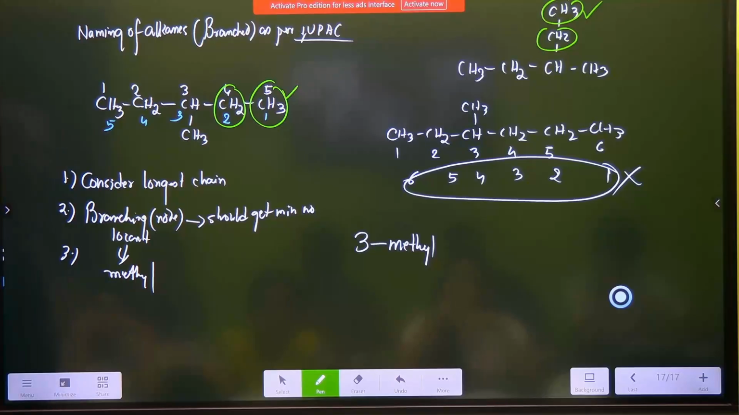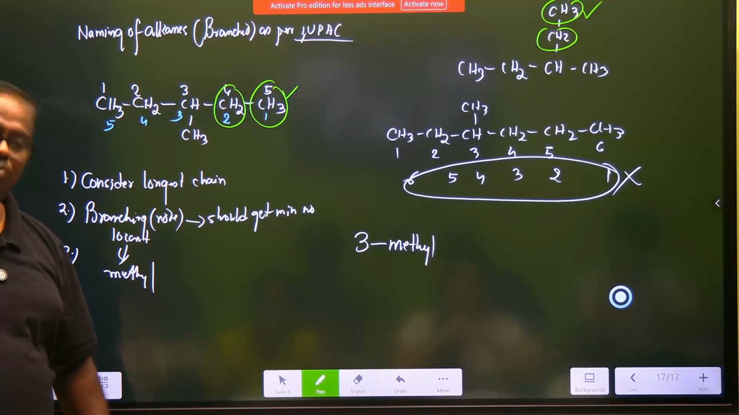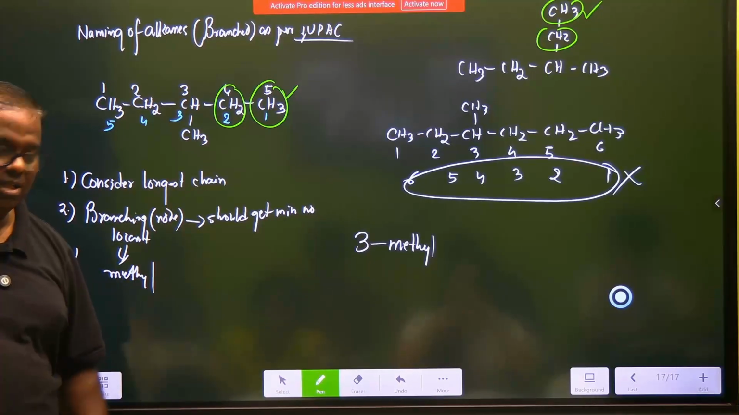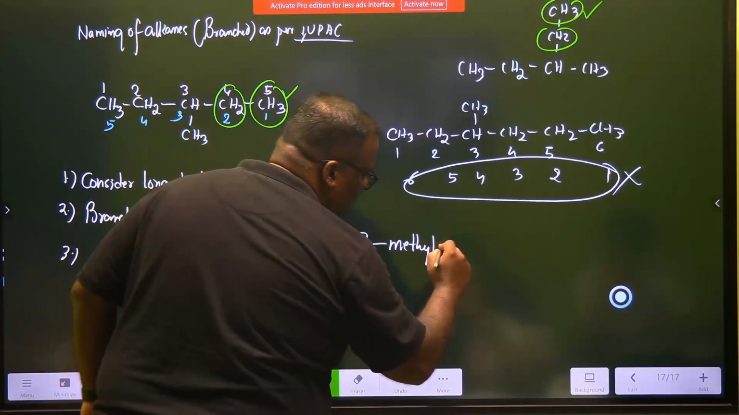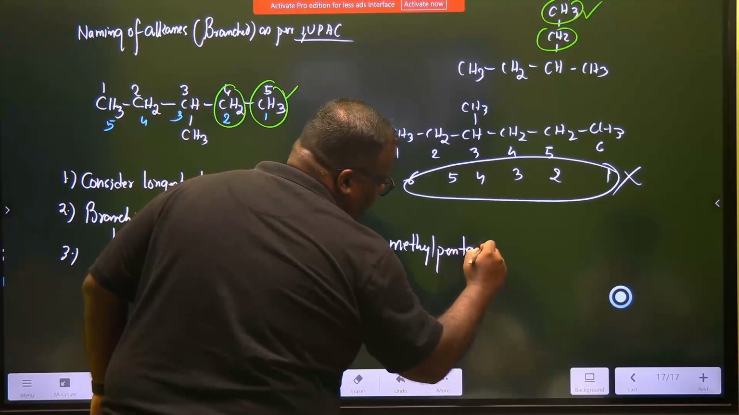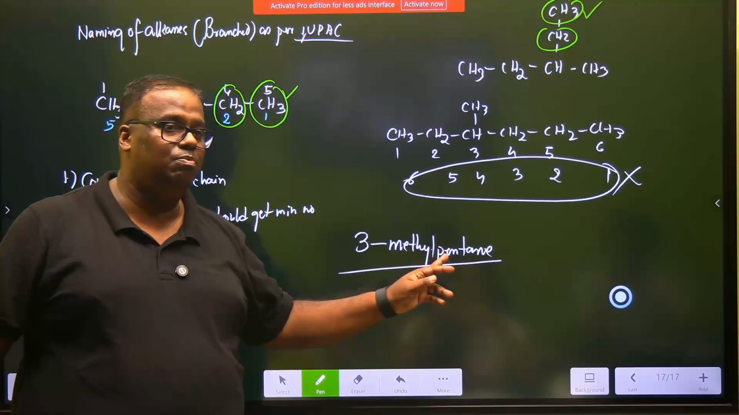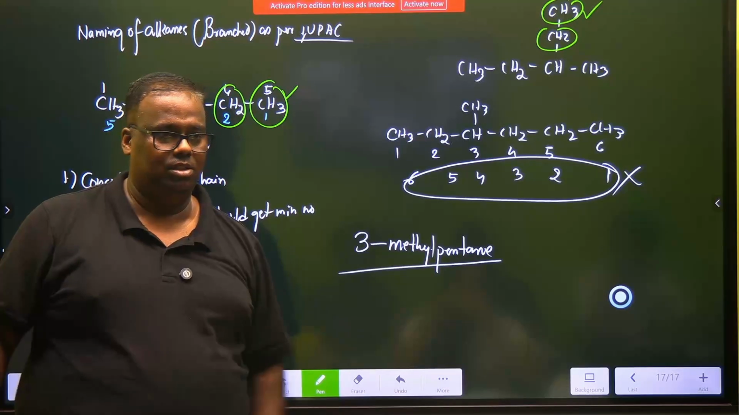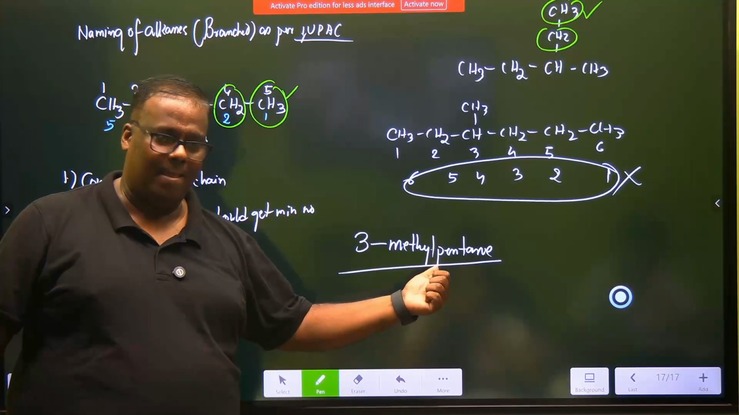Understood? And then what is your chain count? 5. 5 means what should be the prefix? Pent. Is it an alkane? Yes. 3-methyl pentane is the name of this compound. Mind you, there is no gap between L and P, and everything is written in one running hand, all in short. 3-methyl pentane. Have you understood?